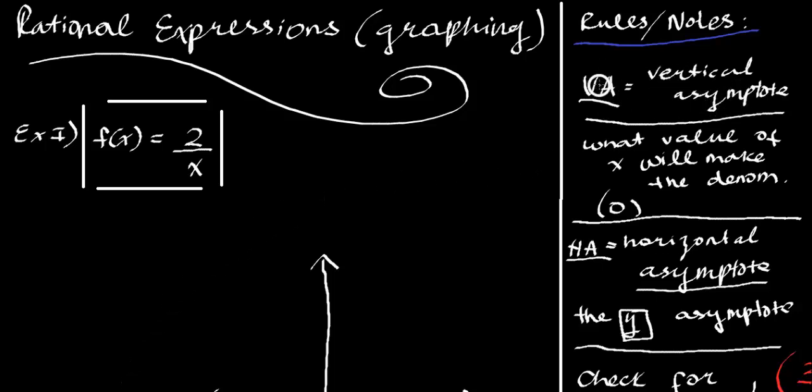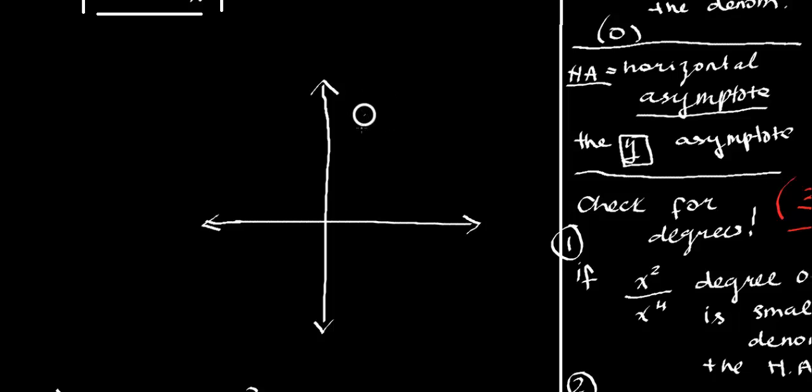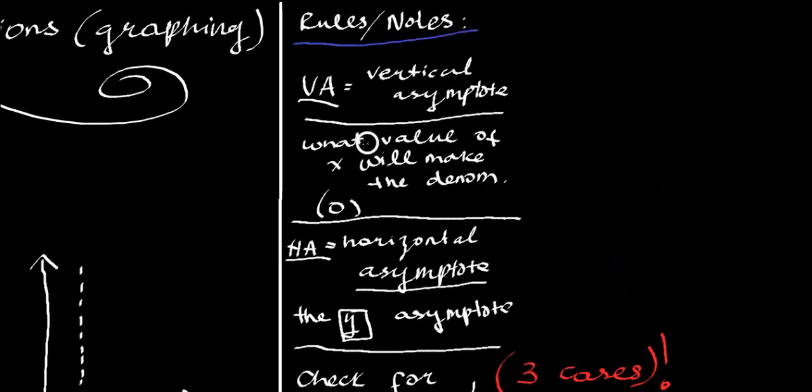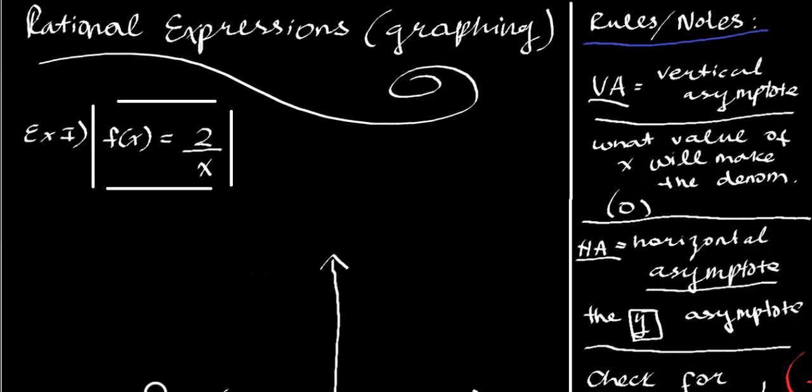So when I write VA, that means a vertical asymptote. A vertical asymptote, I will give you an example, looks something like this. It's usually a dotted line that looks like that. This determines what value of x will make the denominator 0. Okay, and that's straight away, jump into our example and do the vertical asymptote.